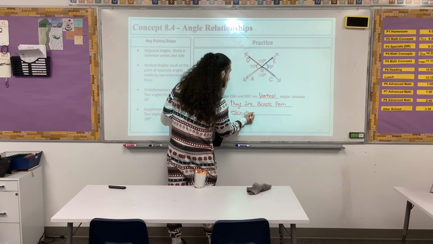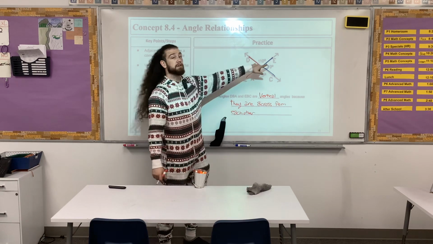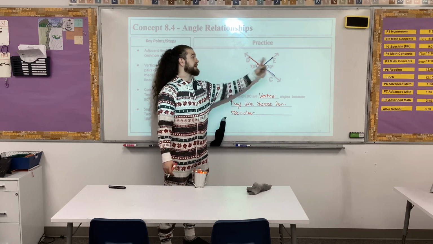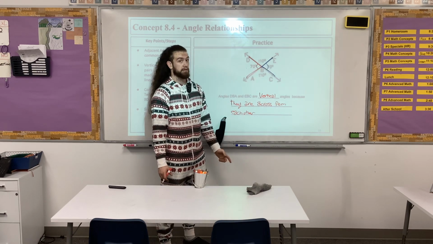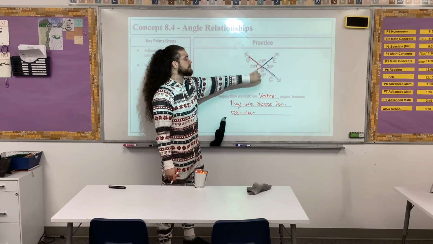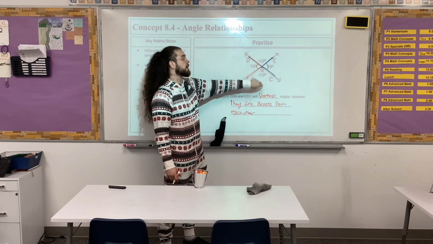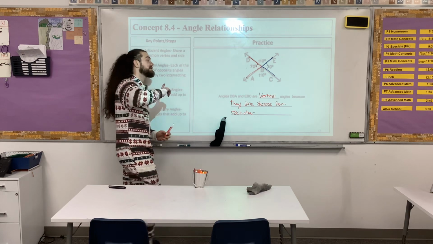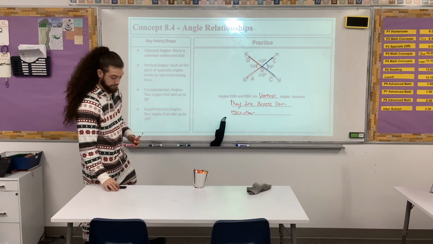Right? They're across from each other. Well, vertical angles are across from each other and equivalent. They're across from each other and they're the same angle. They're both 70-degree angles. That also means that these two angles are vertical angles. They're across from each other and they're both 110 degrees. Vertical angles are always equivalent, or always the same.